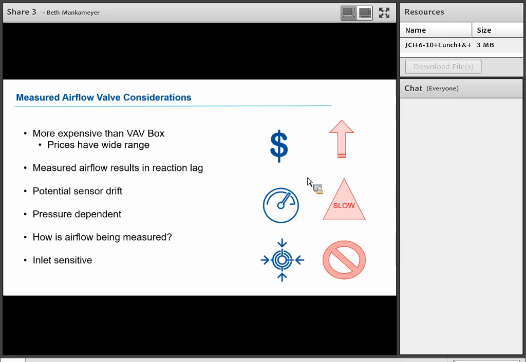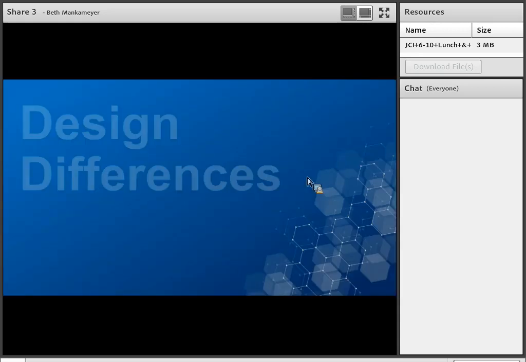And also, because they are measuring airflow, the inlet is sensitive in most cases. You don't want to put these right next to a 90-degree elbow unless you know that air has been straightened out with some kind of air straightener, or that the function of the airflow measurement accounts for that. So you really want to install these into straight duct lengths.